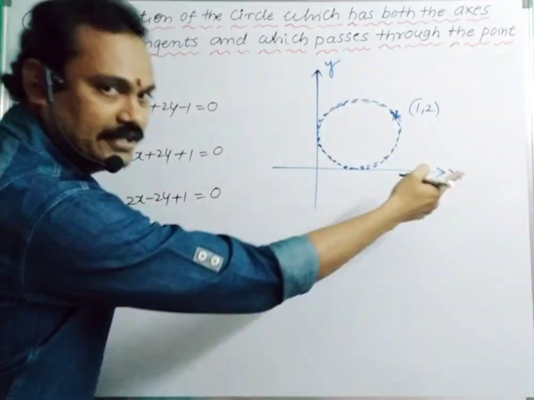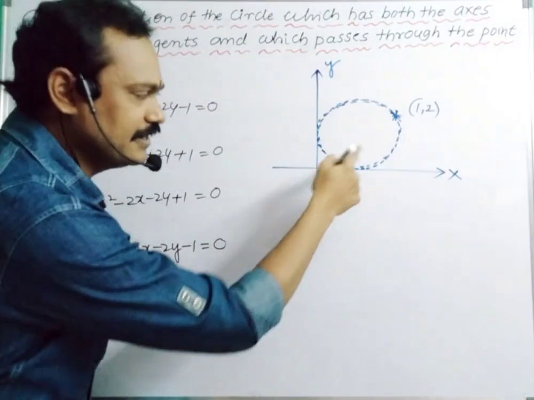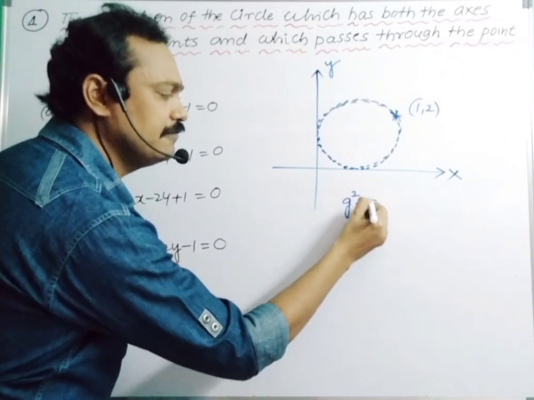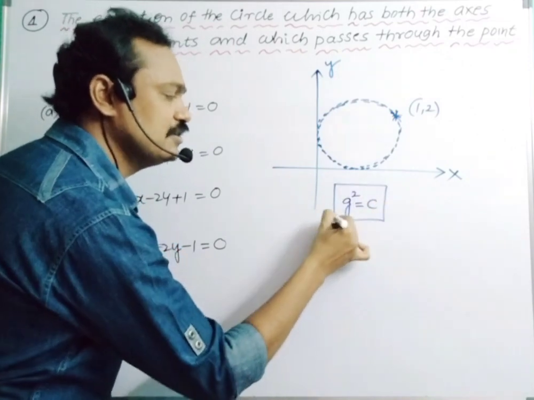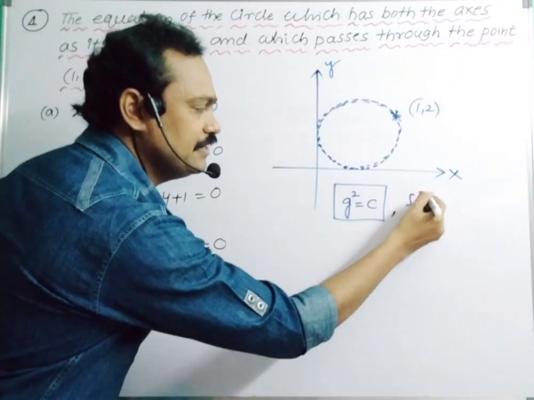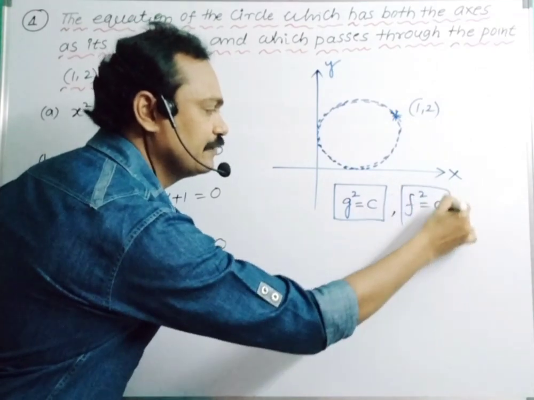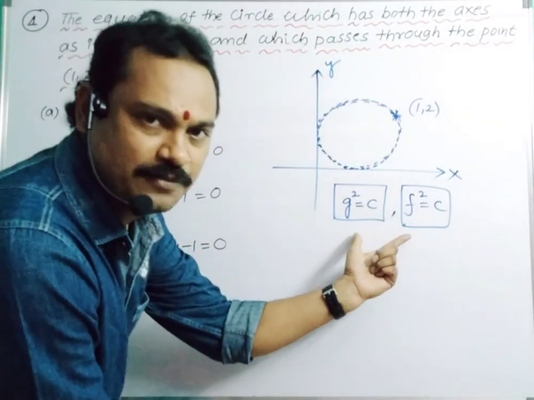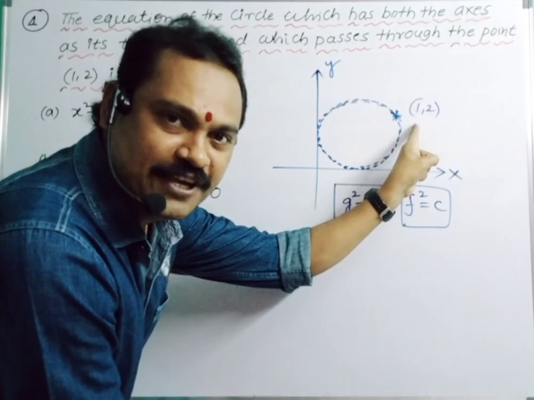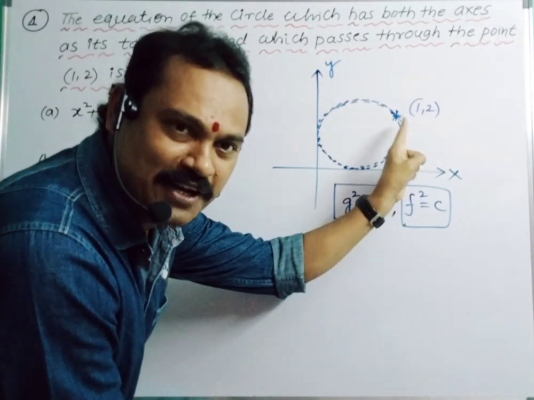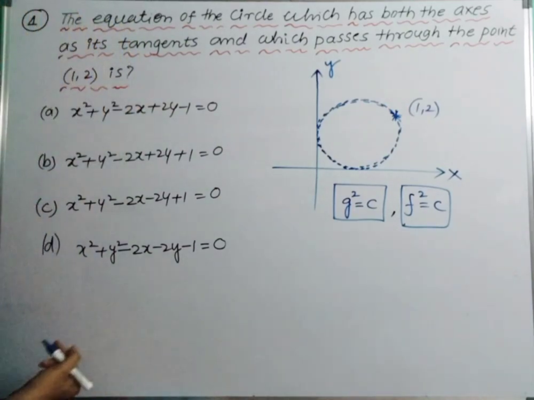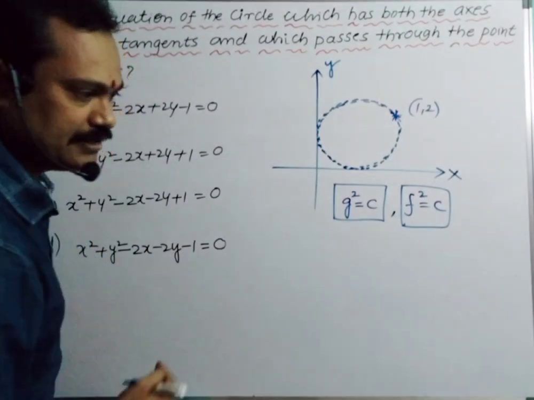If our circle touches the x-axis, what is the condition? In previous sessions we have seen g square equals c, and if this circle touches the y-axis, then the condition is f square equals c. These two conditions must be satisfied by the required circle, which also passes through the point (1, 2). Now observe which option satisfies these two conditions.